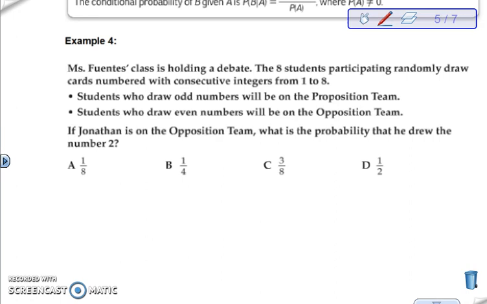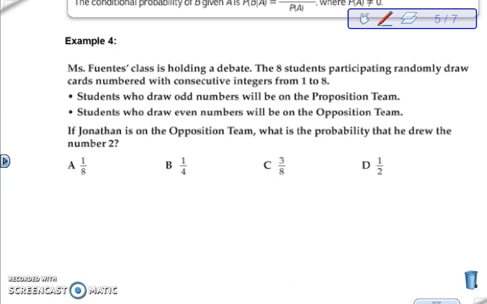So if we look at this, we've got a set of numbers from 1 to 8. Students are going to draw a random number. If you get an odd number, you're on the proposition team. If you draw an even number, you're on the opposition team. And we want to know the probability that if Jonathan is on the opposition team, he drew a 2.